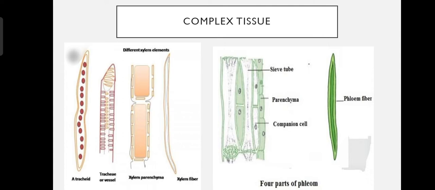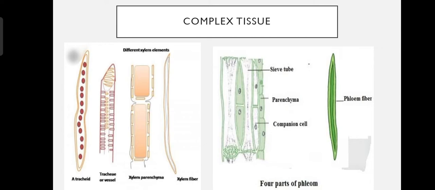Next is phloem. And one more thing in xylem tissue, you know that the function of xylem is transportation of water and minerals from root to the whole part of the plant, and these cells help in transporting water and minerals from roots to the whole part of the plant.